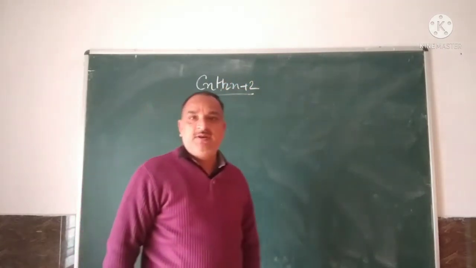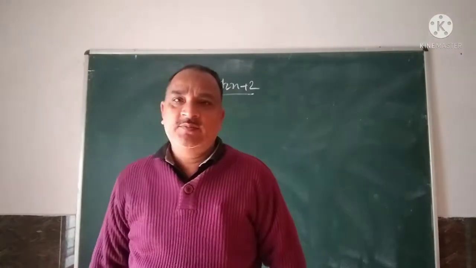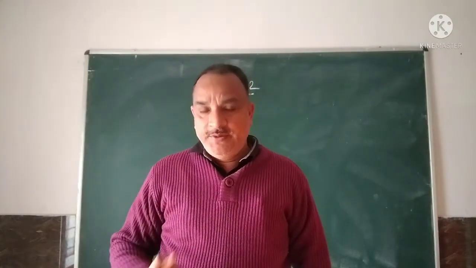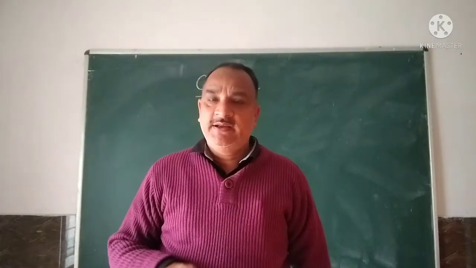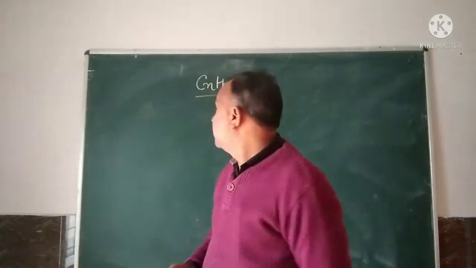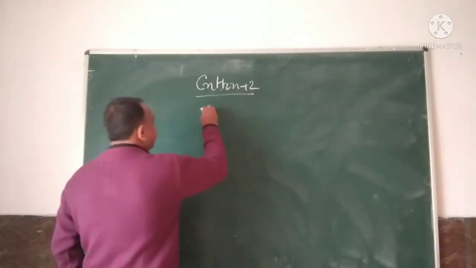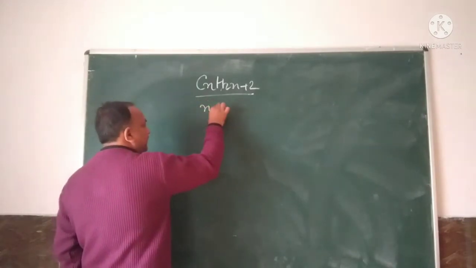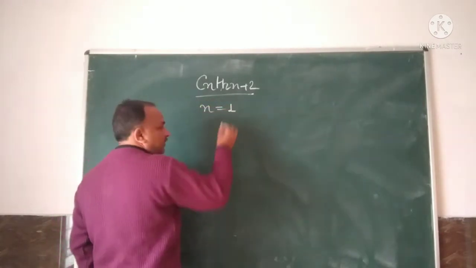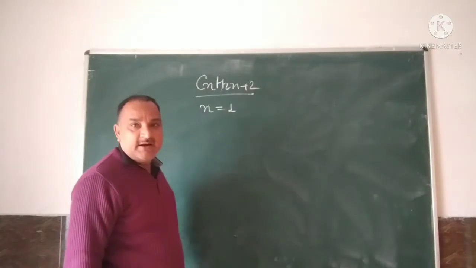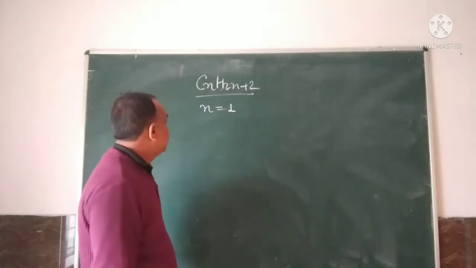What is the meaning of the general formula? In the general formula, we have the basic structure of a series. Suppose we have Cn. n is the number of carbons. What is n? n is the number of carbons.